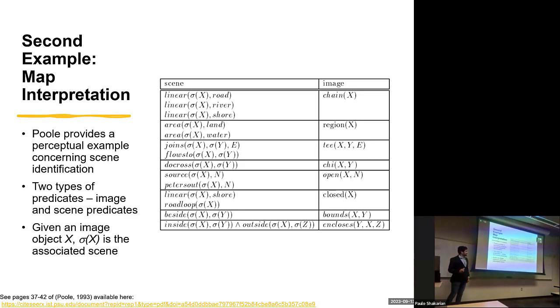Now, what was interesting about this very old paper is he brings up a case that's actually very relevant to work that has come up almost 30 years later. Here what he wants to look at is a perceptual model, and he talks about maps. He has two types of predicates, image predicates and scene predicates. Given an object X, sigma of X is associated with the scene.